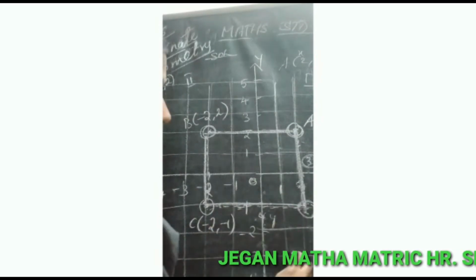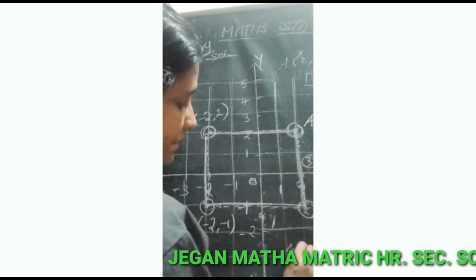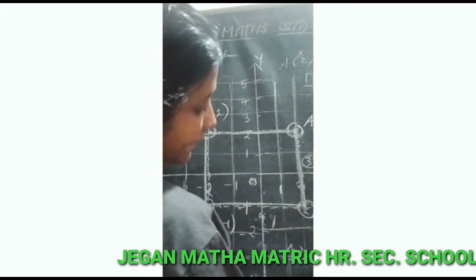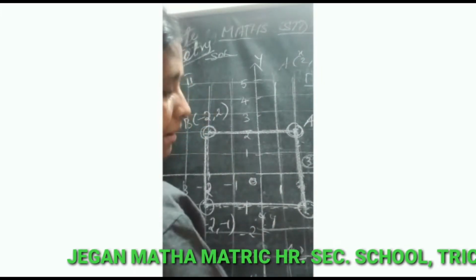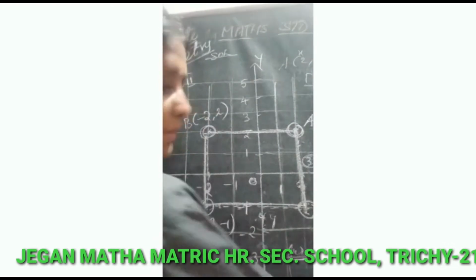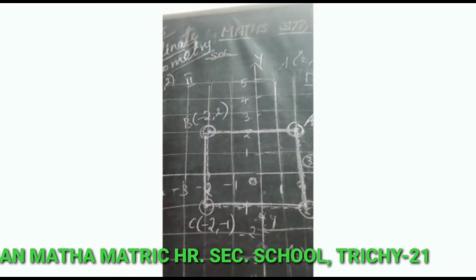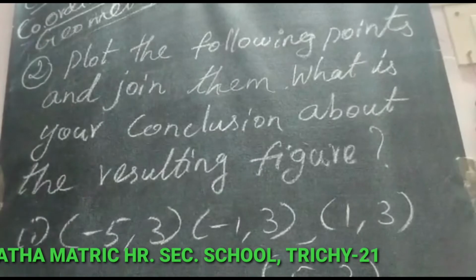The answer you have to write like this: The given shape is rectangle. You have to write like this: Given shape is rectangle. Is it clear? Let's see the second example.